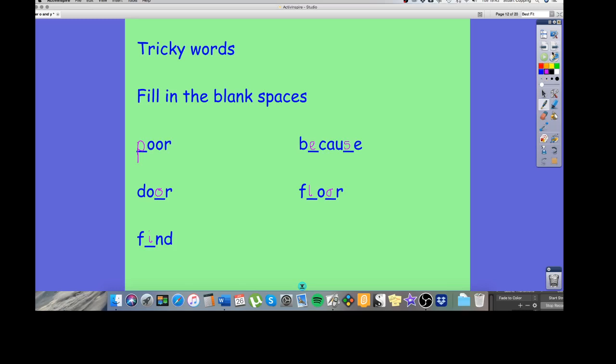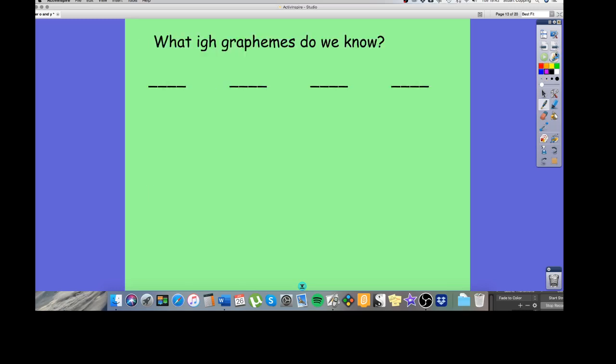Okay, what are we going to go to today? Let's have a look. So today I'm going to show you a different way of doing the I sound. We know quite a few I graphemes. So I want you to just have the next line down in your book. I want you to write down as many I graphemes as you can in 15 seconds. Go.